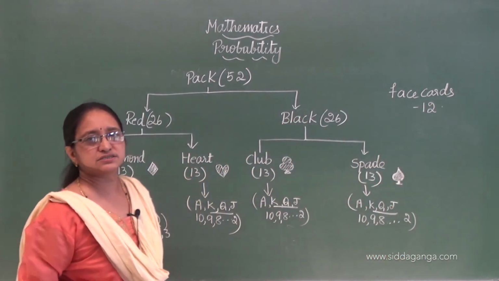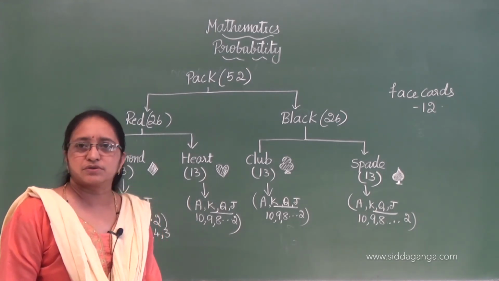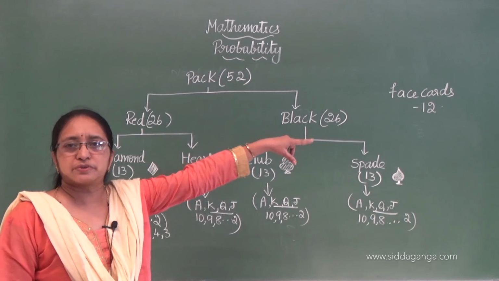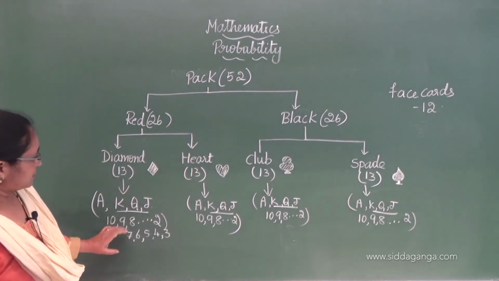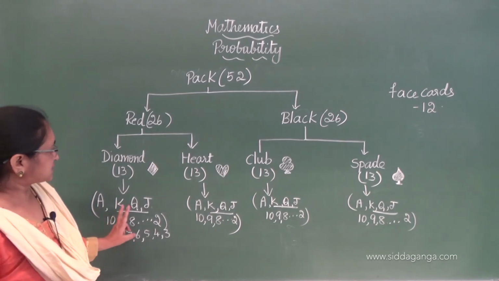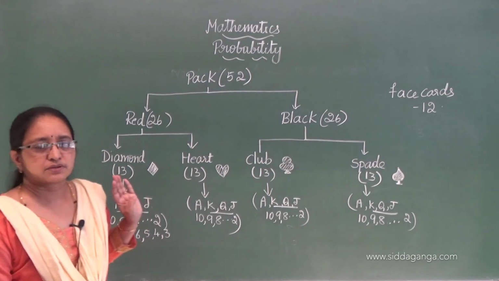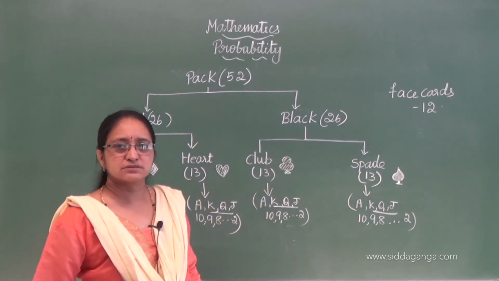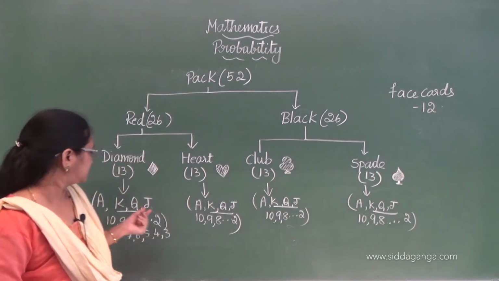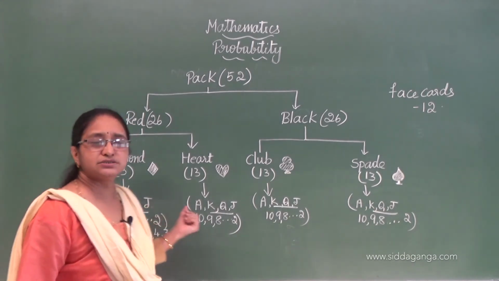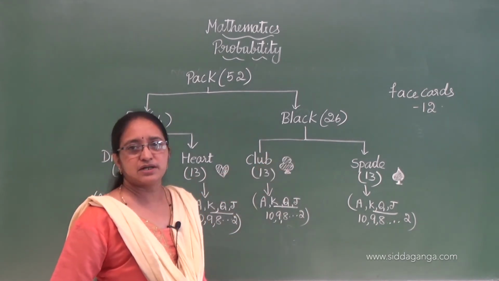Number of face cards, very very important. Suppose they have asked the question there. Okay, 12 face cards are there. And how many aces? 1, 2, 3, 4 aces. 12 face cards. Which are the face cards? That is king, queen and jack. These are the face cards. So 4 3s are 12 face cards.